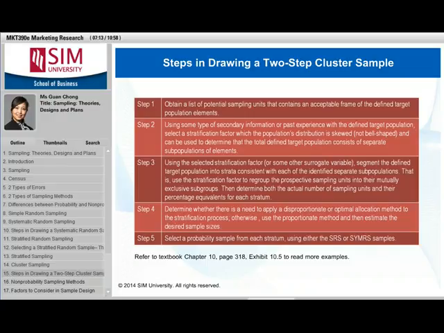Step 3. Using the selected stratification factor, segment the defined target population into strata consistent with each of the identified separate subpopulations. Step 4. Determine whether there is a need to apply a disproportionate or optimal allocation method to stratification process. Otherwise, use the proportionate method and then estimate the desired sample size. Step 5. Select a probability sample from each stratum using either SRS or systematic random sampling procedure.